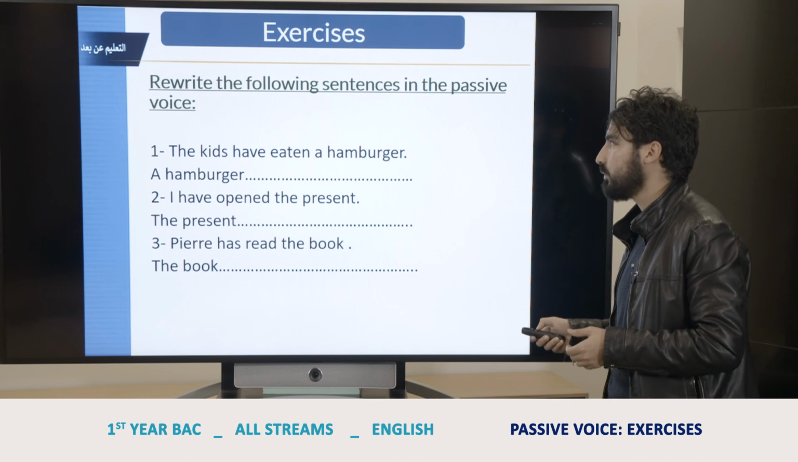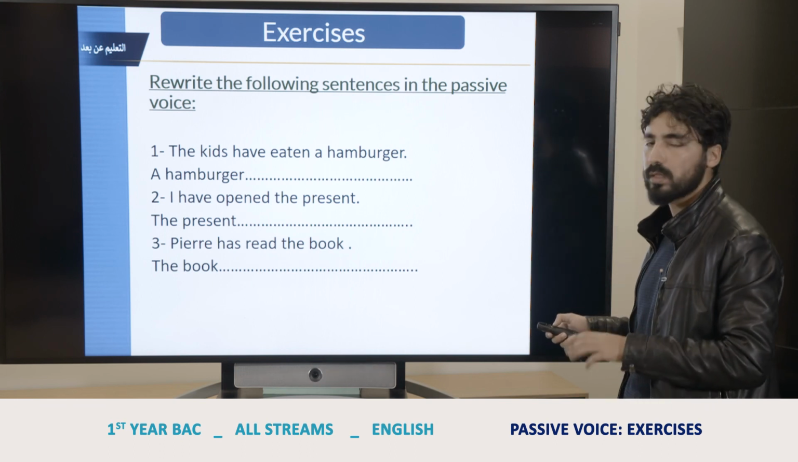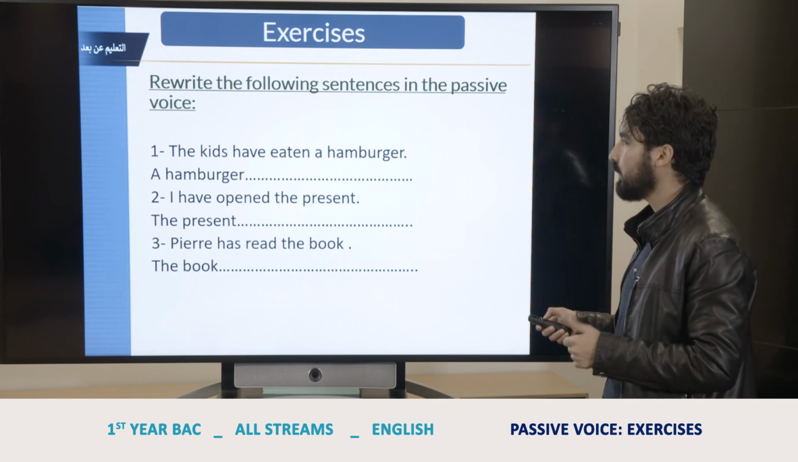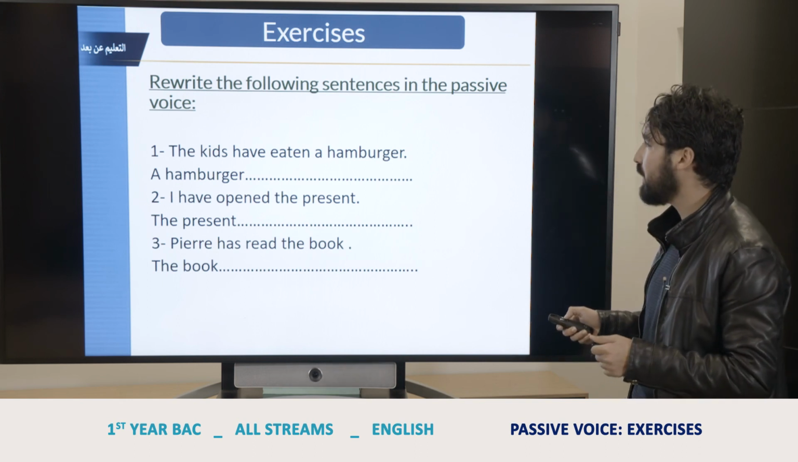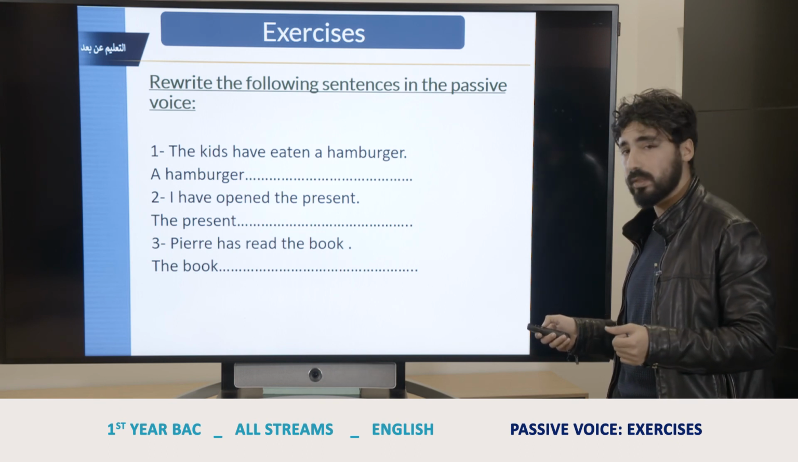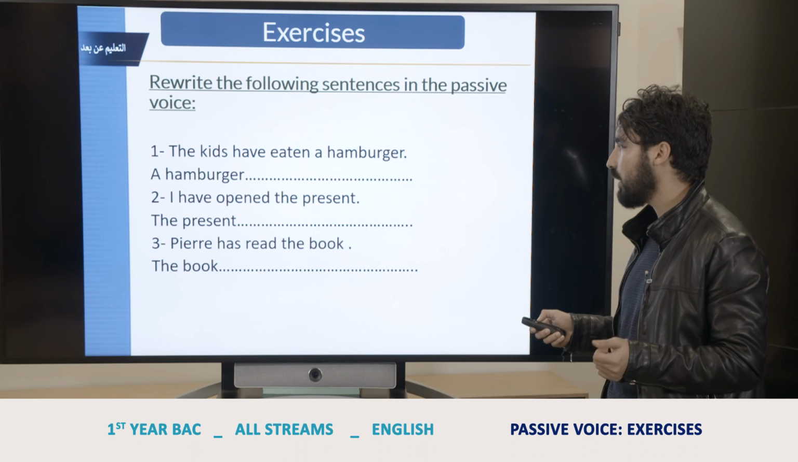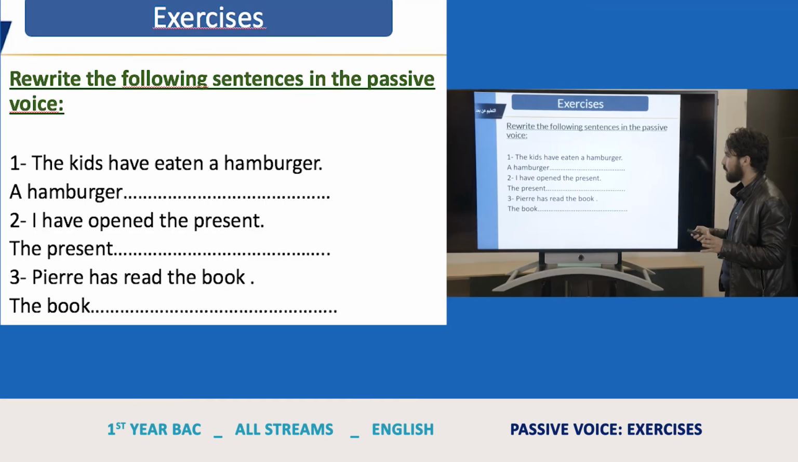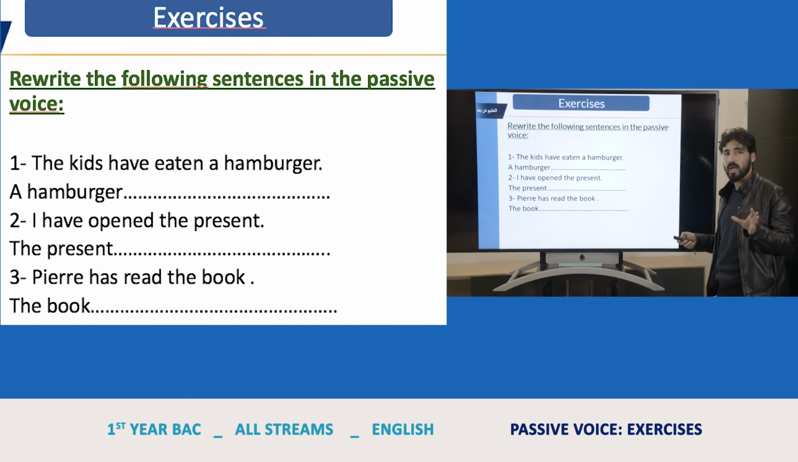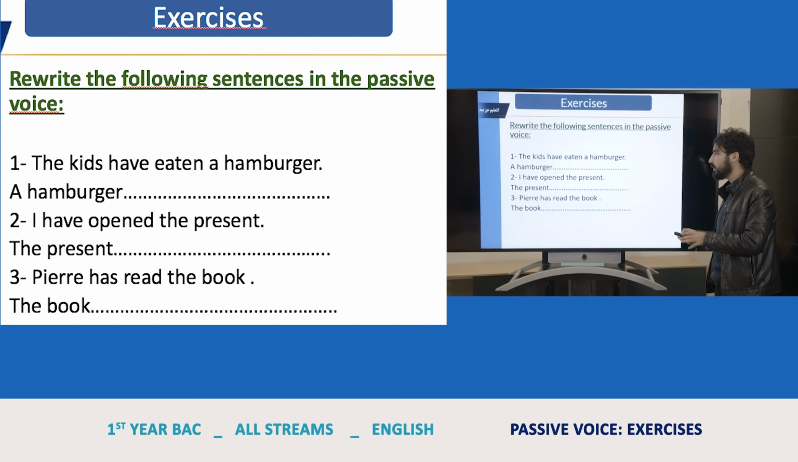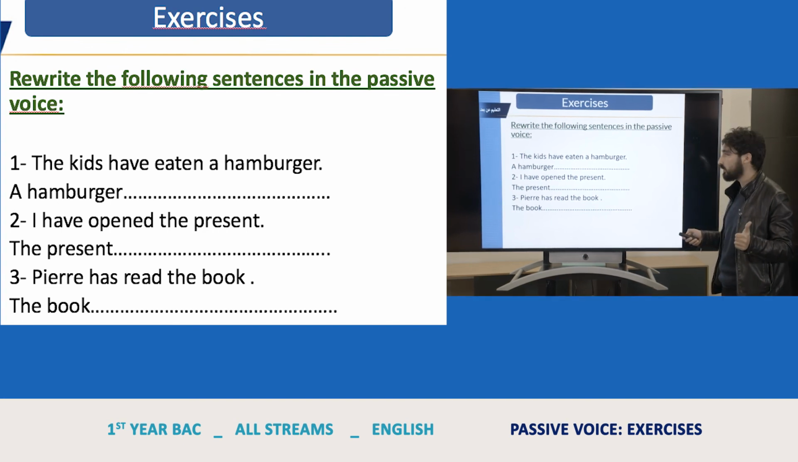Exercise number 3. Rewrite the following sentence in the passive voice. It's the same question as usual. We have 3 sentences again. Number 1, the kids have eaten a hamburger. Number 2, I have opened the present. Number 3, Pierre has read the book. Let's look at these verbs. Number 1, have eaten. Number 2, have opened. Number 3, has read.